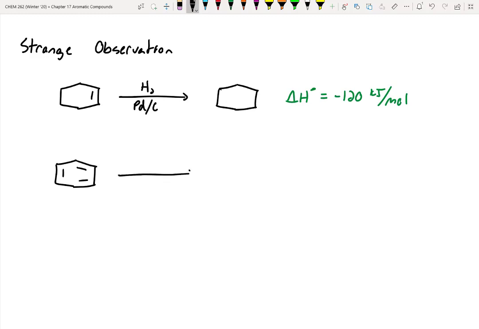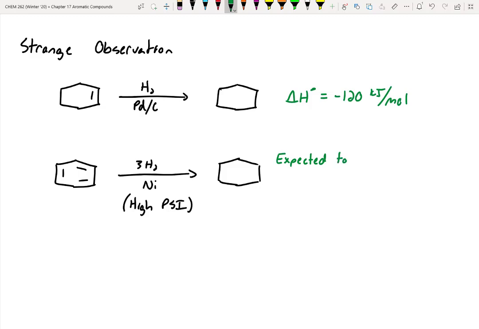Let's take benzene. And they said, well, either way, let's imagine that we hit this with a huge amount of hydrogen, 3 equivalents, and a special nickel catalyst, and we have to run this at high pressure because we know aromatic molecules are unique, but you can actually reduce benzene. All right, what would you expect the delta H for this reaction to be based on the observation above? Yeah, it was expected to be negative 360 kilojoules per mole.